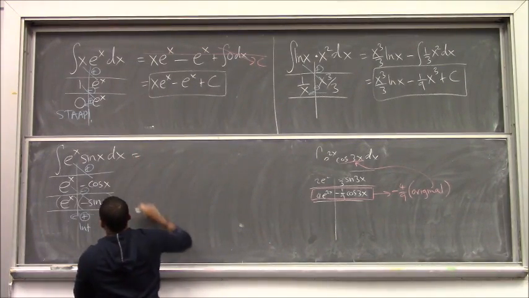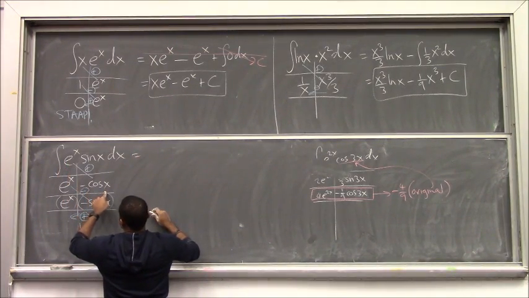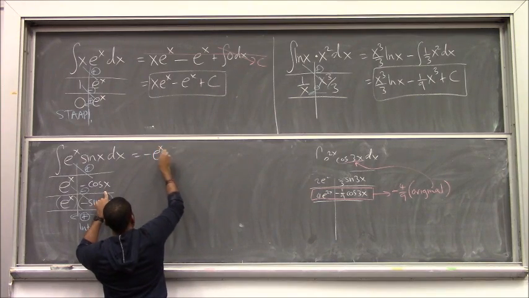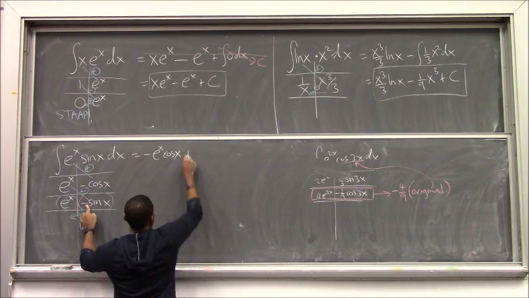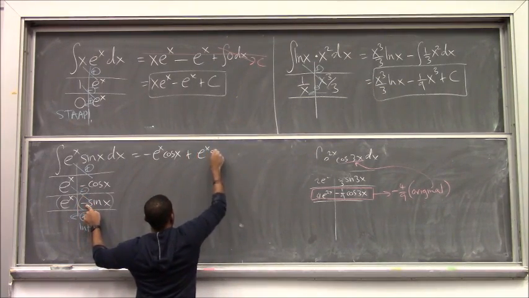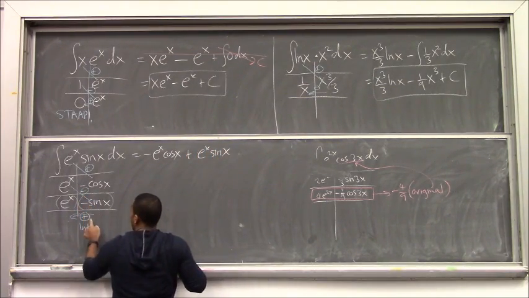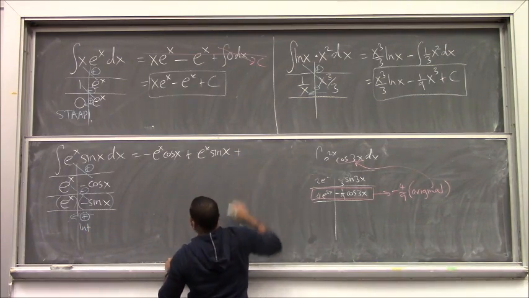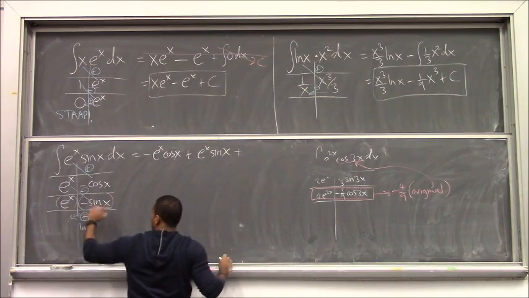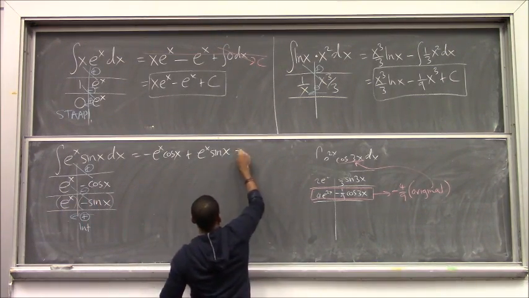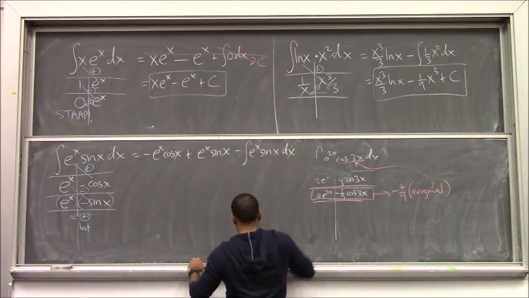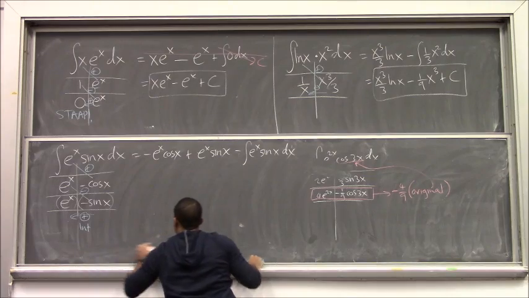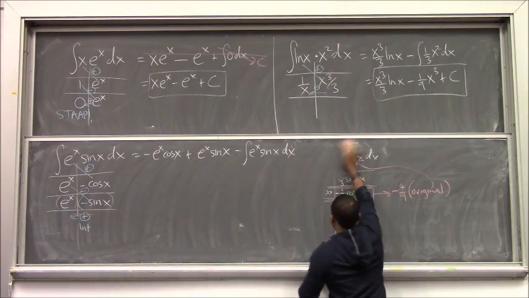So this is going to be equal to plus this times this, which means a minus e to the x cosine x. Minus this times this, well, it's a minus times a minus. That's going to give me a plus e to the x sine x. Plus the integral of this product, which gives me back a minus e to the x sine x. And at that point, you'll see that that's the original.